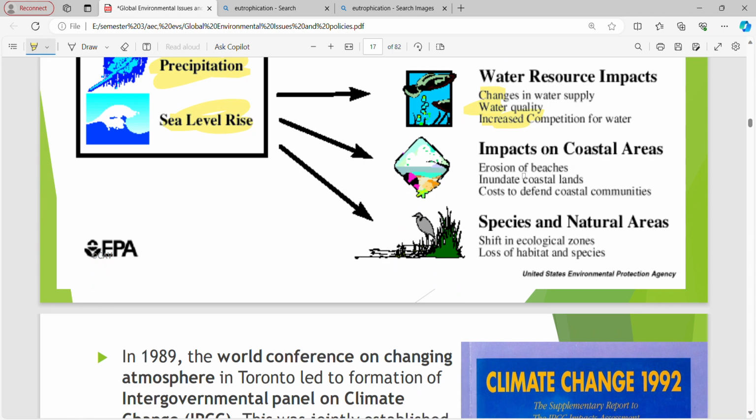Then impact on coastal areas: erosion of beaches, inundation of coastal lands, cost to defend coastal communities. Emergency funds have to be used, no? Or else whatever funds, the expenditure of the government increases there. Then species and natural areas: shift in ecological zones, then loss of habitat and species.